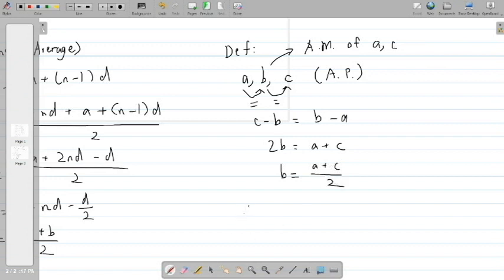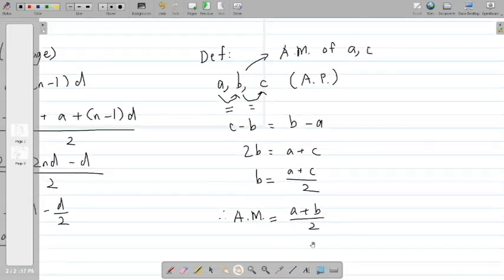So that means, in general, for any two numbers A and B, the arithmetic mean of A and B is (A plus B) over 2. Okay? So this is how we define the arithmetic mean of two numbers.